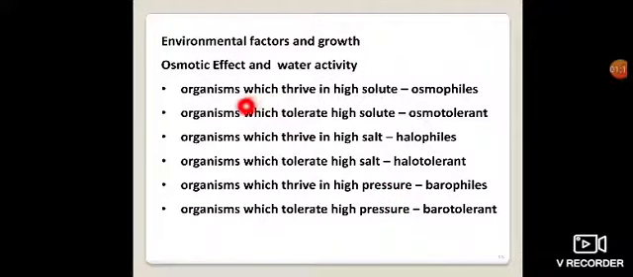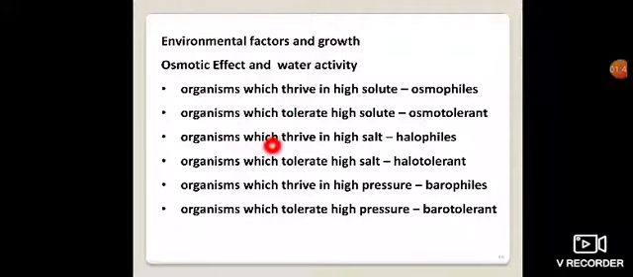Let me see the organism which thrives in a high solute. If the external solute is high, the organism is termed an osmophile. Organisms which tolerate high solute, meaning they may not be affected by the high external solute, are termed osmotolerant. That is the second one, osmotolerant.